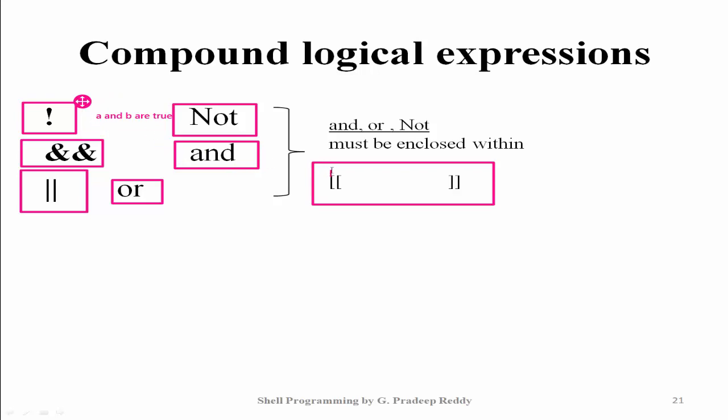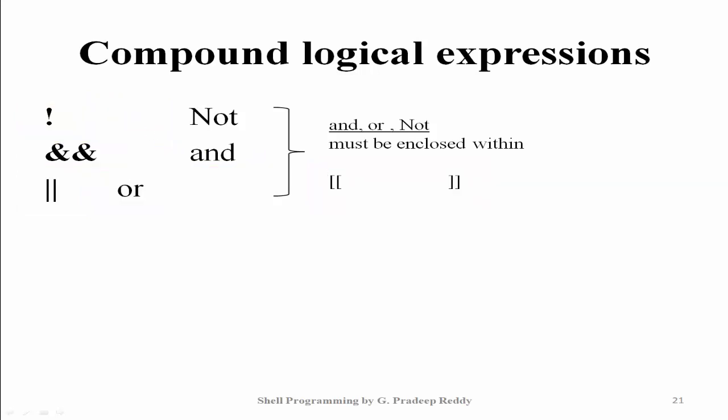Here both A and B are true, and this particular thing will be executed. Here either A or B should be true. So here it is going to compare not; it should not be. There is a condition if not equals to. Like that you will be using the not symbol.